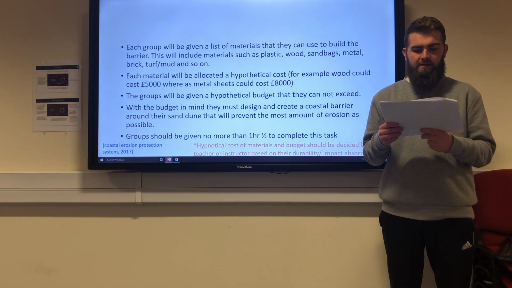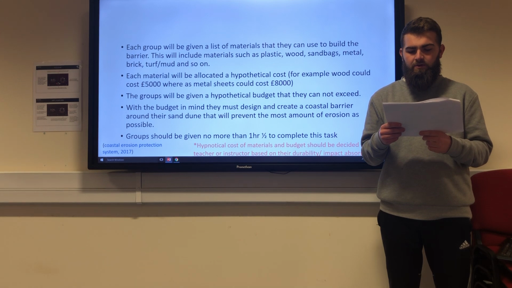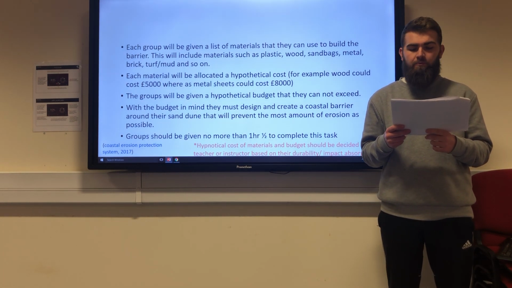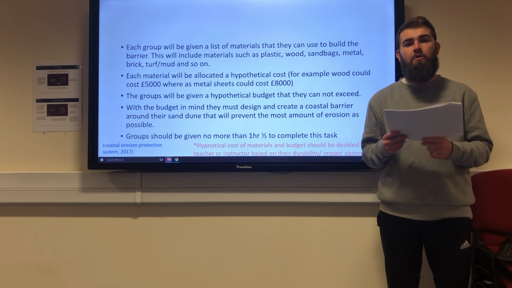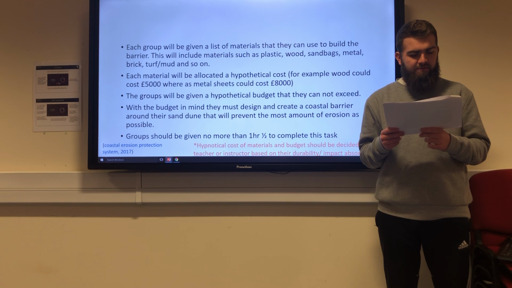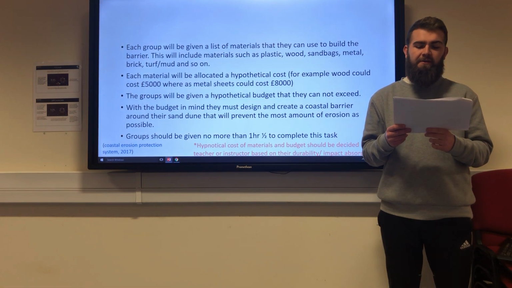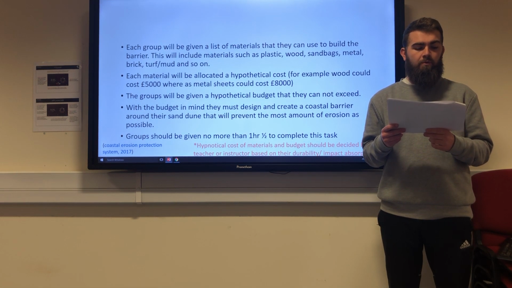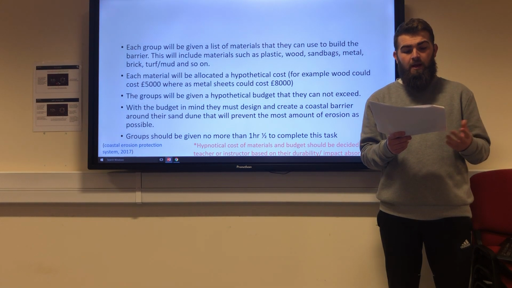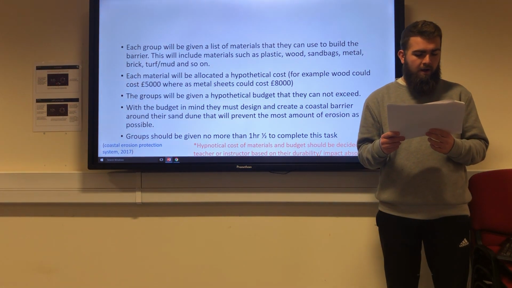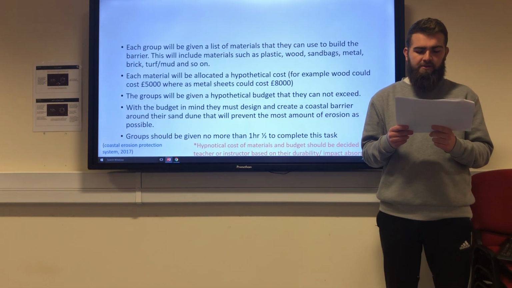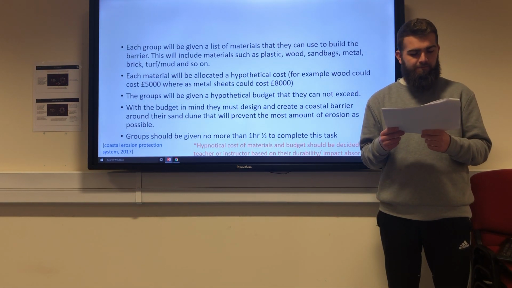Each group will be given a list of materials that they can use to build the barrier. This will include materials such as plastic, wood, sandbags, metal, brick, turf, mud and so on. Each material will be allocated a hypothetical cost. For example, wood could cost £5,000, whereas metal sheets would cost £8,000. The groups will be given a hypothetical budget that they cannot exceed.